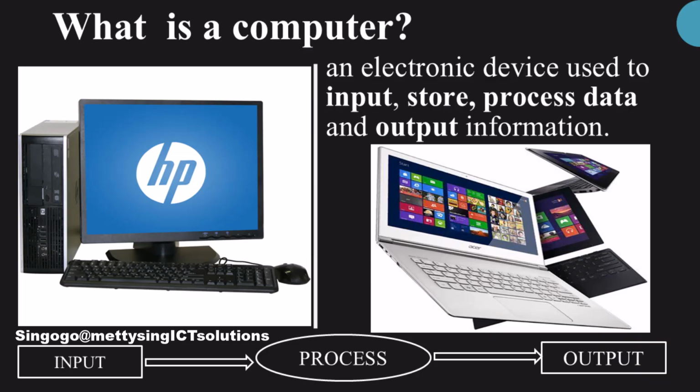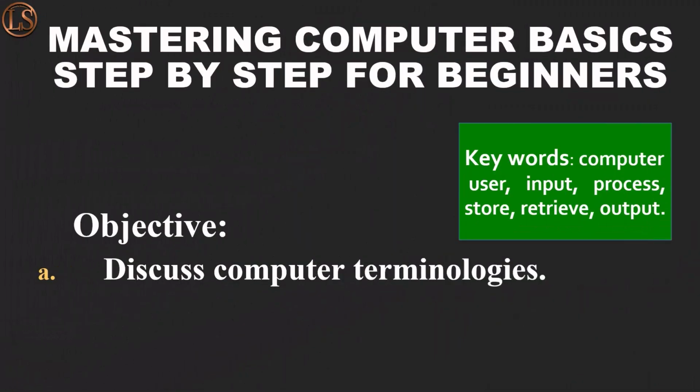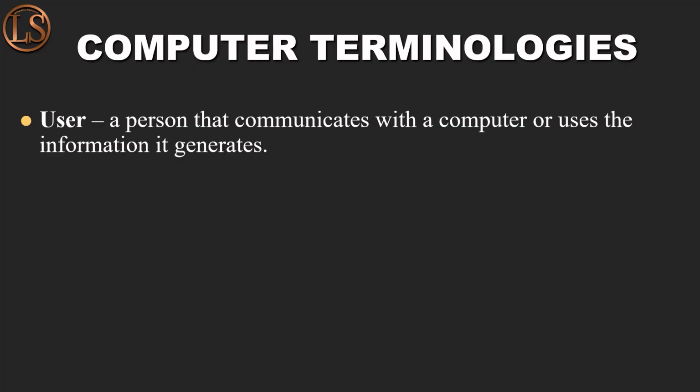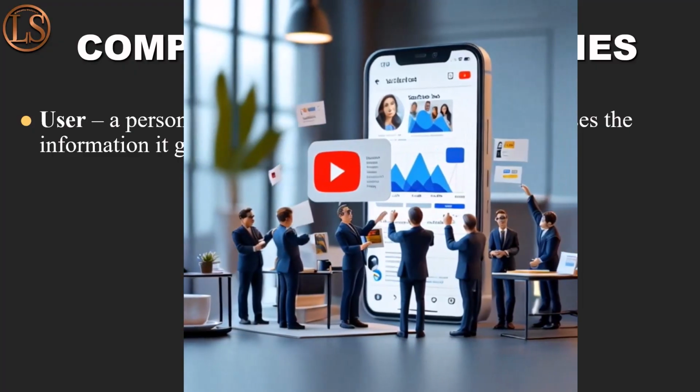Now, maybe one of the words that wasn't in the definition is the word user, and we are going to look at all these other keywords except for the computer because we defined it. So let's quickly look at these terminologies as we further understand what a computer is all about. Okay, so now when you get into the world of computers, you hear the word user. A user is simply a person that takes advantage or makes good use of computer hardware and software.